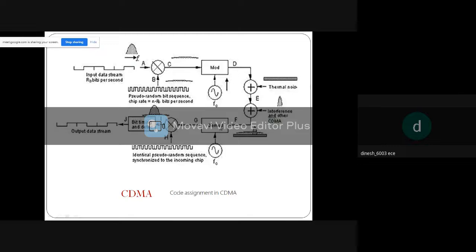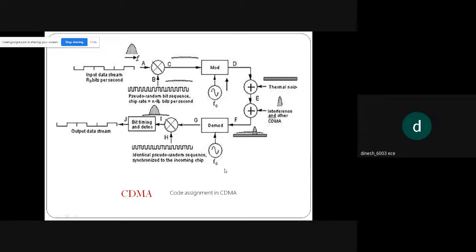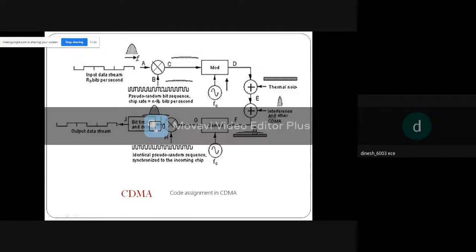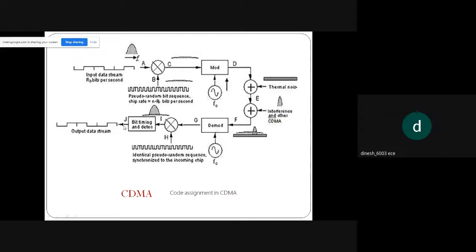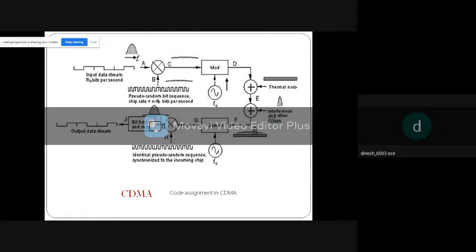Then a demodulator, with an appropriate frequency oscillator used as a local oscillator to demodulate the signals. Then at G, then at H, the identical pseudo random noise sequence which was used at the transmitter is used here to decode the original sequence. So the bit timing and detection takes place here, where we get the original data output stream similar to the input at the transmitter. This is how code assignment occurs in CDMA.